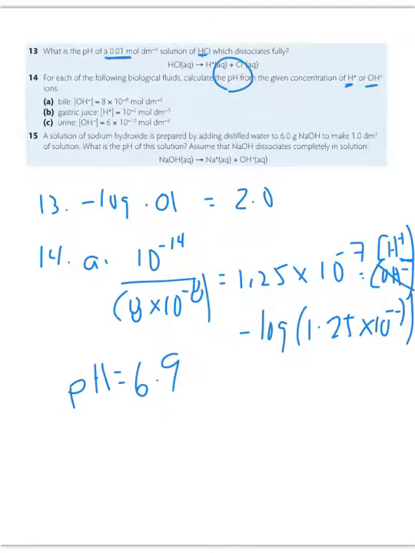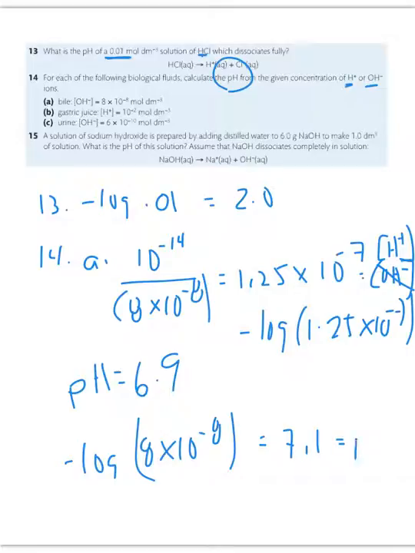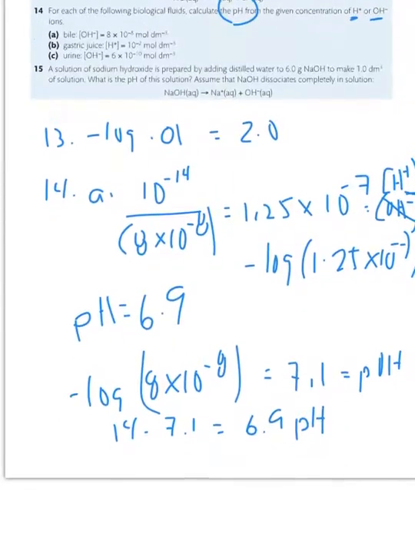The other way to do it would be if I took the negative log of 8 times 10 to the minus 8th, so I'll put parentheses around that. If I take the negative log of 8 times 10 to the minus 8th, I get 7.1, and that's my pOH. So if I subtract 14 minus 7.1, that gives me 6.9 for my pH. Either method works, and so I can do the same thing for B and C. I'm sliding up here, so I've got a little room to work.